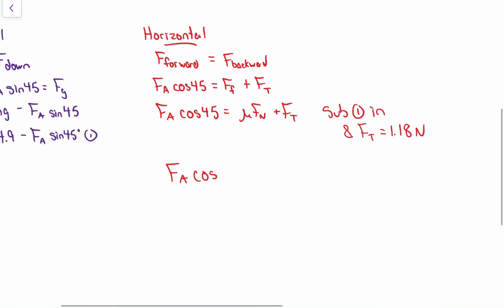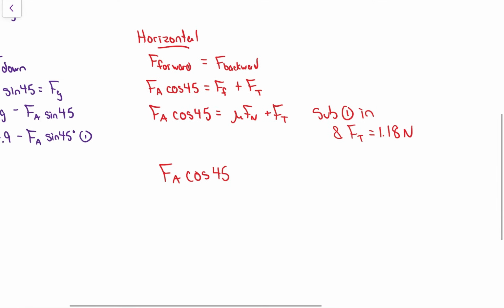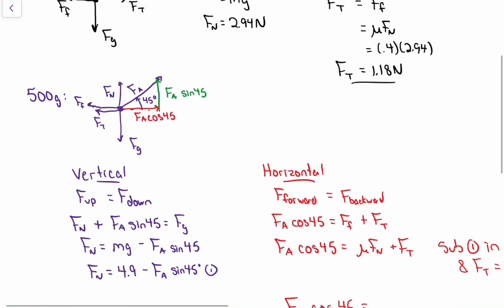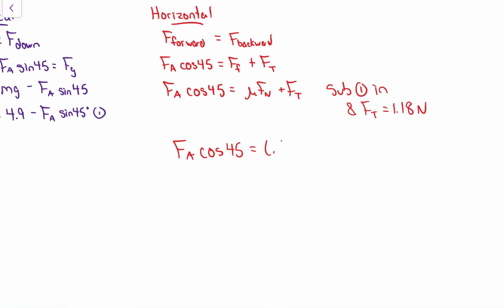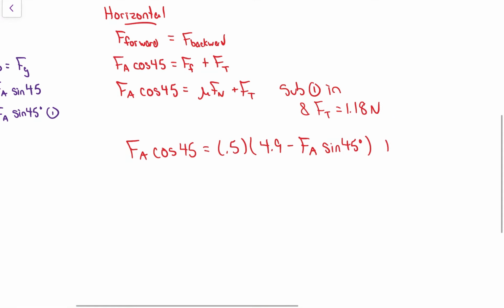So FA cos 45 equals the coefficient of friction that I made up was, bring the question back, 0.5. So FA cos 45 equals 0.5 as a coefficient. The normal force is 4.9 minus FA sine 45. So I'm going to have to distribute that in there. And then on the end, I have to add the Ft. I'm going to start crunching it out as decimals. I'll carry an extra decimal so I'm not too rough in my answer.